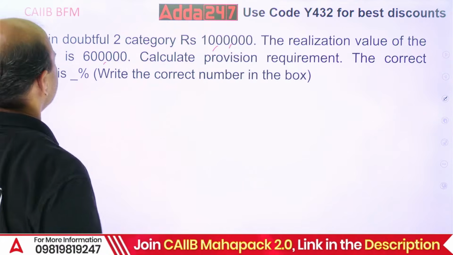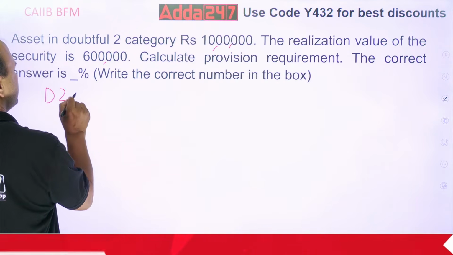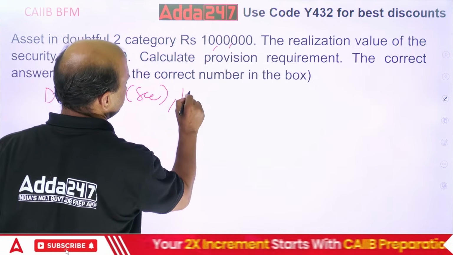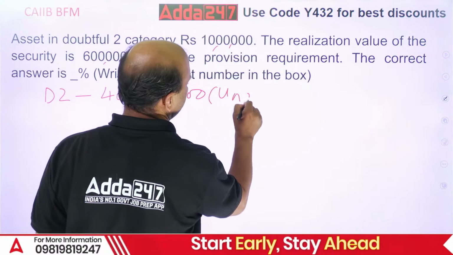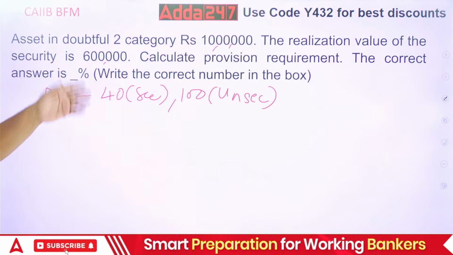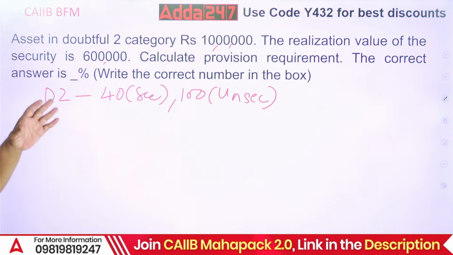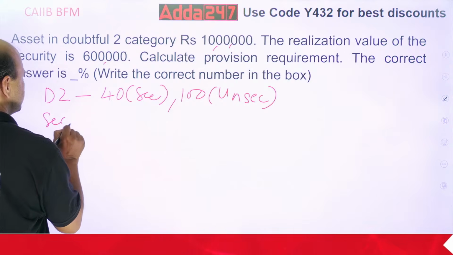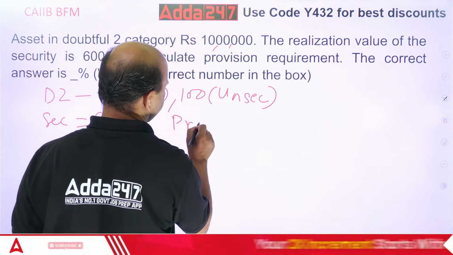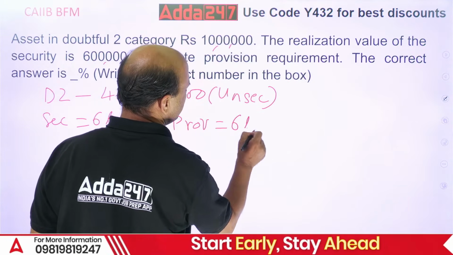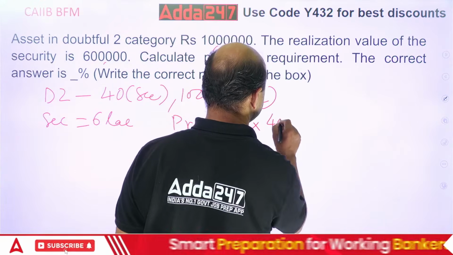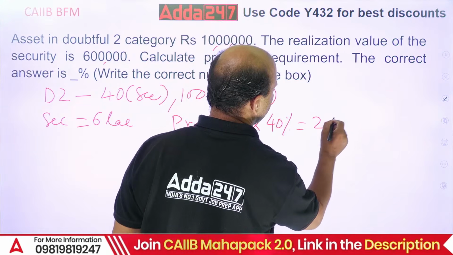See, D2 category. D2 means what? 40 for secured and 100 for unsecured. That much is the provisioning. So what is given? Realization value is given as 6 lakh. So 10 lakh, 6 lakh. So secured equals 6 lakhs. Provision is 6 lakhs into 40%. D2 is 40%. So 6 into 40%, that is 2.4 lakhs.